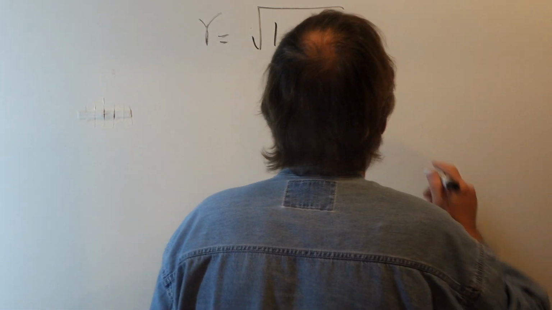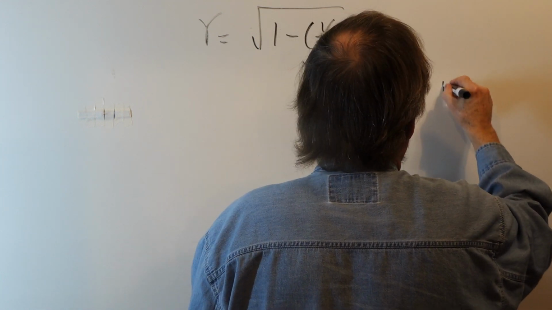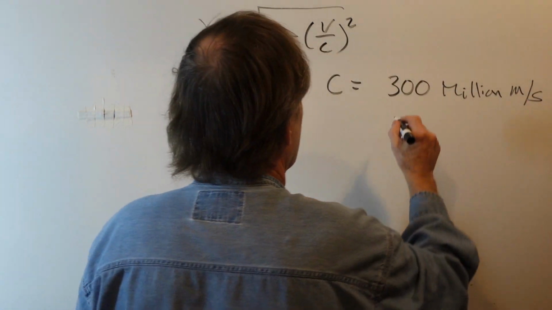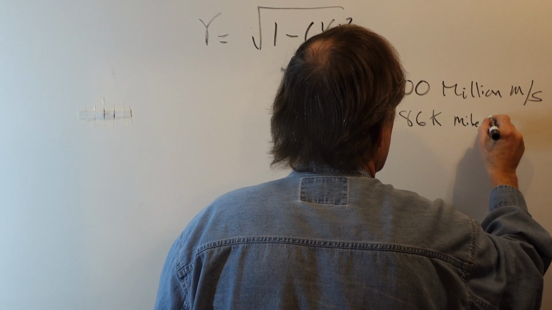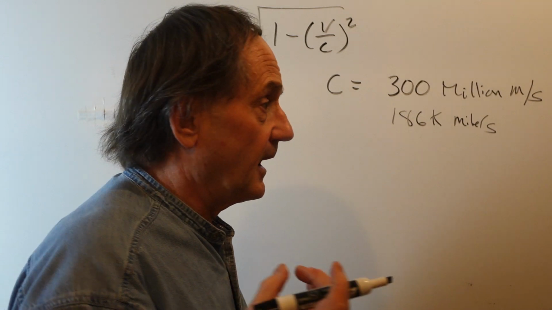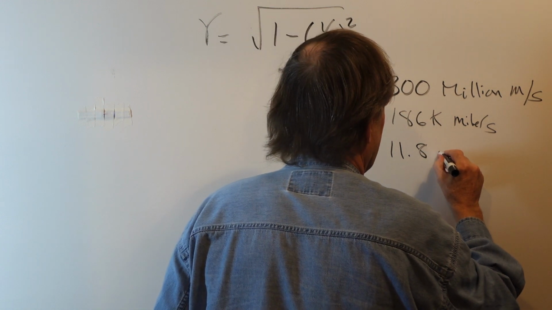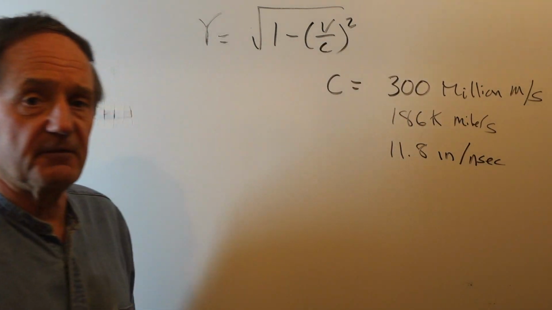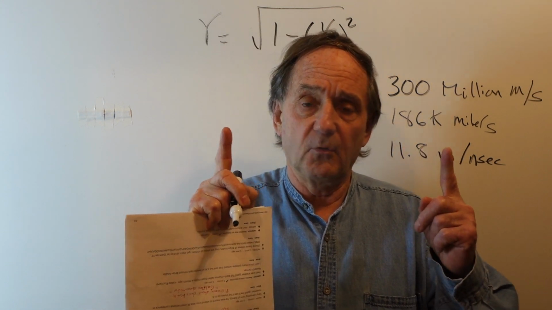C, the speed of light in a vacuum, has the value of 300 million meters per second. In the English system, it's 186,000 miles per second. And if you're involving short enough times, the value I like to use in small time intervals is 11.8 inches per nanosecond. A nanosecond is a billionth of a second. So in 1 nanosecond, light travels about 1 foot, 11.8 inches.